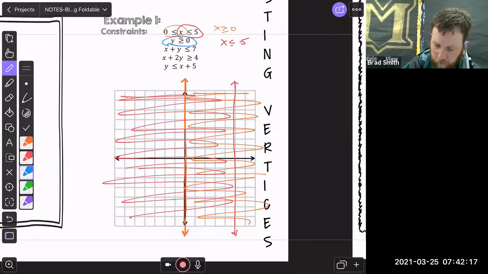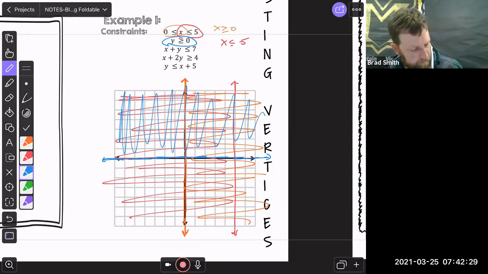So now let's look at y is greater than or equal to 0. Here's where y is greater than or equal to 0. Greater than 0 is above. So I'm in this kind of area.